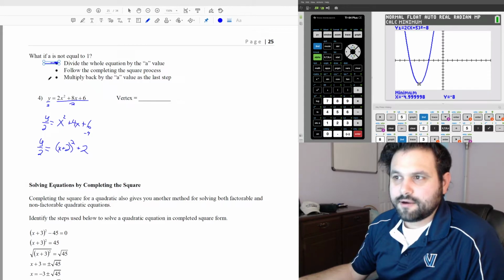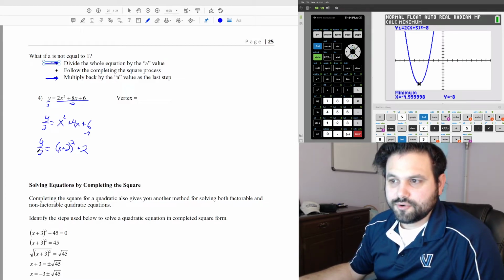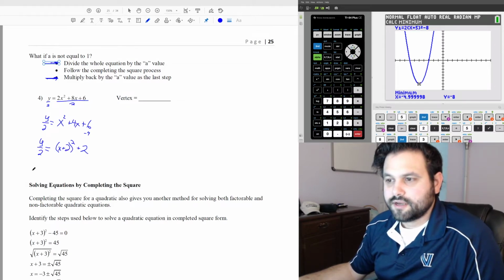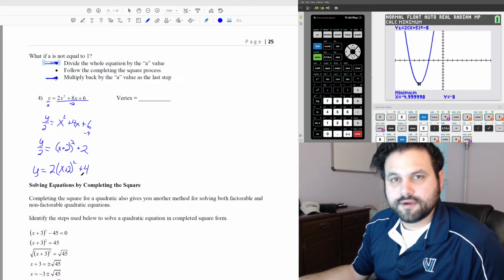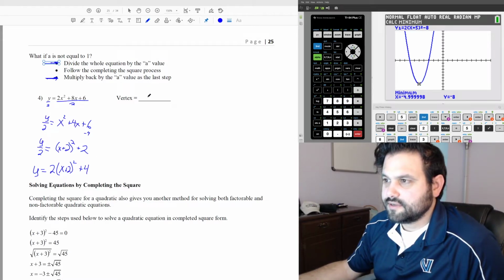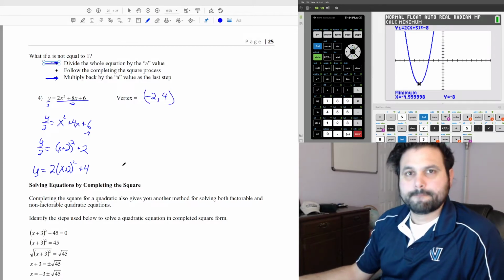The last step now is I have to multiply this value back into the equation. So I have to take this 2 and multiply it back to the other side again now. So y equals, so multiply by 2, so 2 is the coefficient now, and multiply that 2 to the other term out here. And so we get 2 times x plus 2 squared plus 4. Our vertex in this case is -2, 4. Okay?